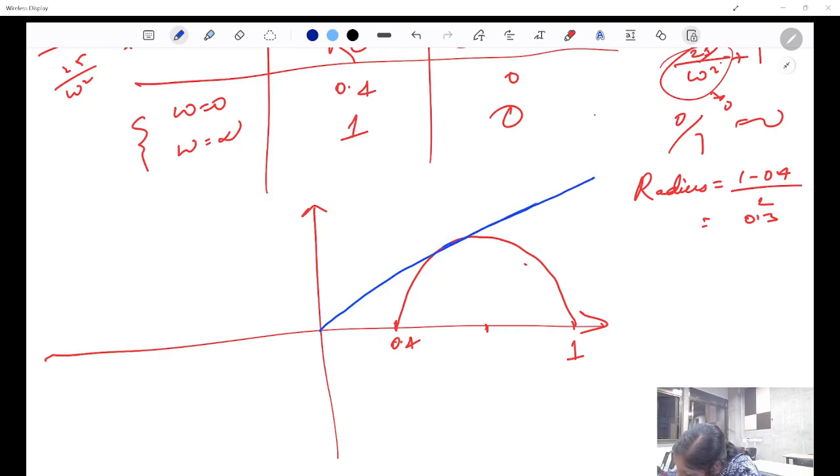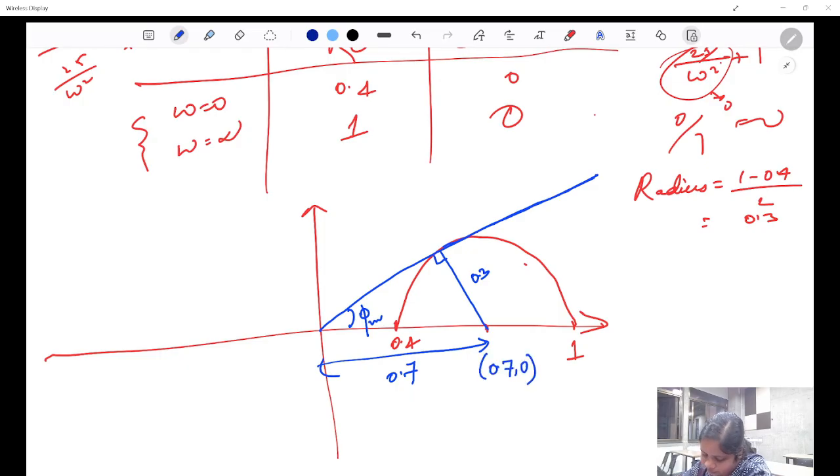Now when this is a tangent to the circle, the line joining the tangent point touching the circle and the center of the circle makes an angle of 90 degrees with the tangent, and this is the phi m, which we are supposed to find. This is 0.3 because this is the radius of the circle. This is 0.4 plus 0.3, and this is 0.7. So this point is 0.7 comma 0.